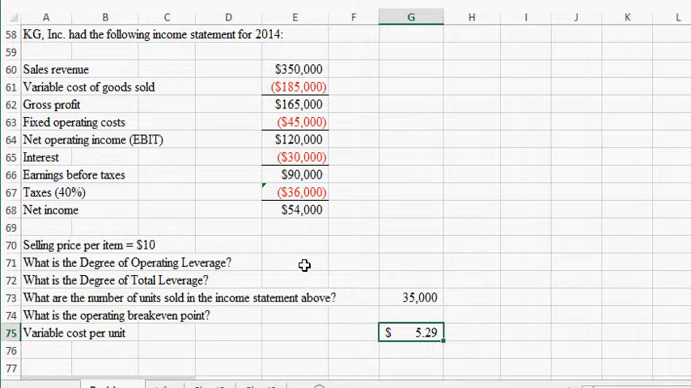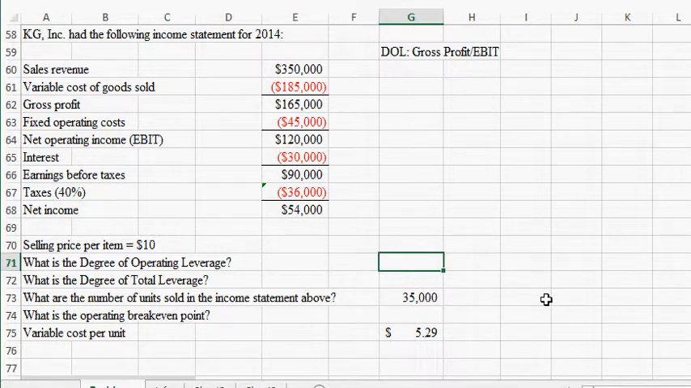So for our degree of operating leverage, the easiest formula for our DOL, if we have the information, which we do here, is to take the gross profit and divide it by the EBIT. So down here we have a gross profit of $165,000 divided by our EBIT of $120,000, and our DOL then is 1.375.